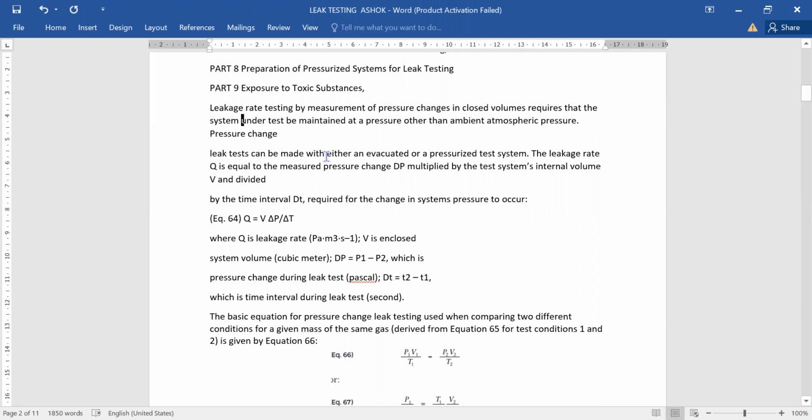Leak test can be made with either an evacuated or a pressurized test system. The leakage rate Q to be measured is the pressure change, that is Q is delta V delta P divided by delta T.